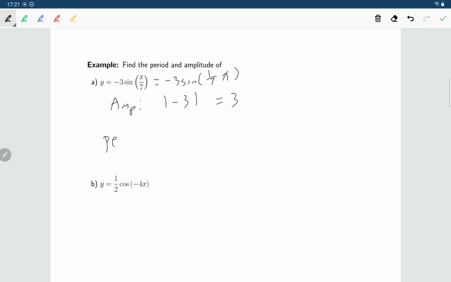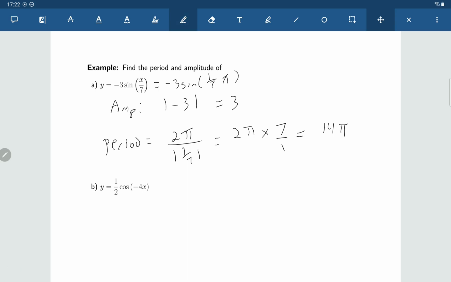So if you're thinking about the period, that would be 2 pi divided by the absolute value of 1/7, which is the same thing as 2 pi times 7 over 1, or in other words, 14 pi. So this is a sine function that's stretched out by a factor of 7. It's 7 times longer than it originally was. Normally our sine function repeats itself every 2 pi. This sine function repeats itself every 14 pi. It takes much longer for it to repeat itself.